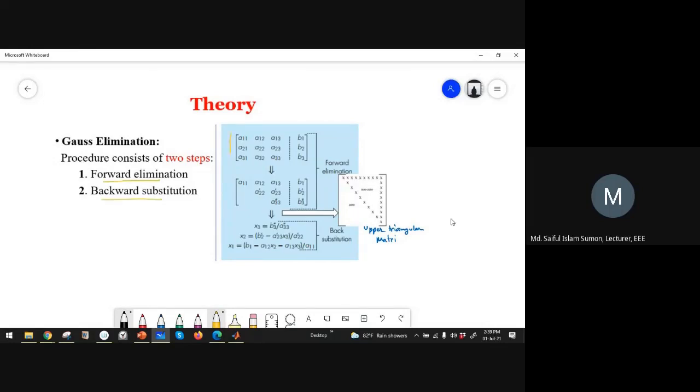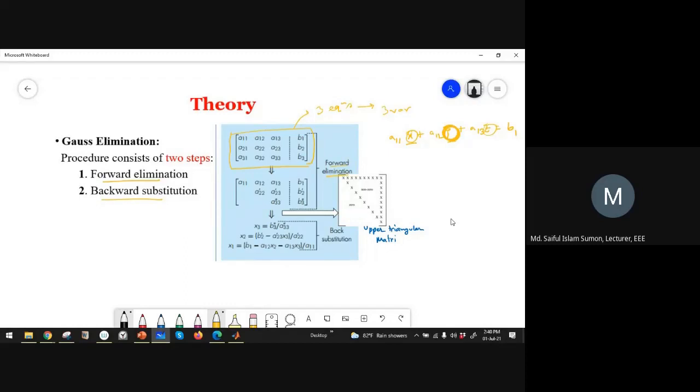Suppose this is the set of equations, suppose three equations will be there. From here, we'll go for elimination. Three equations with three variables are there, something like this: a11 x plus a12 y plus a13 z is equal to, suppose, b1. So you can see there will be three variables.